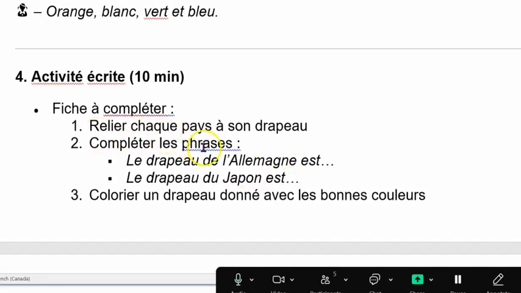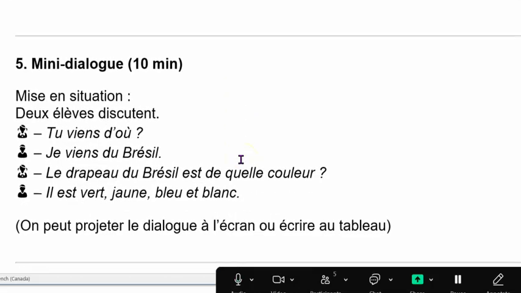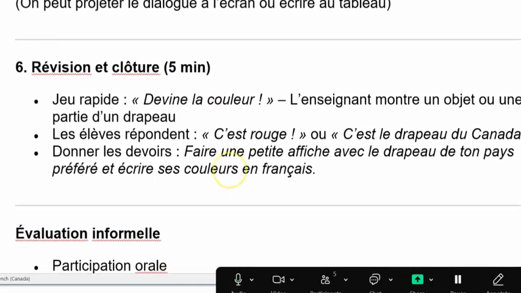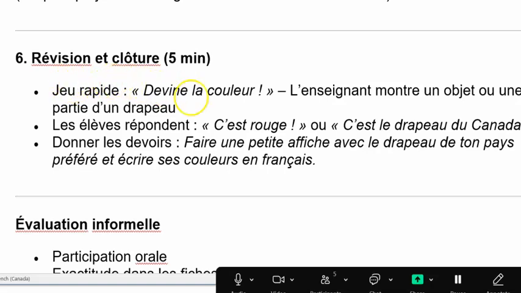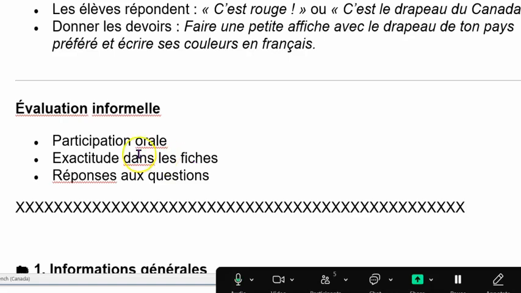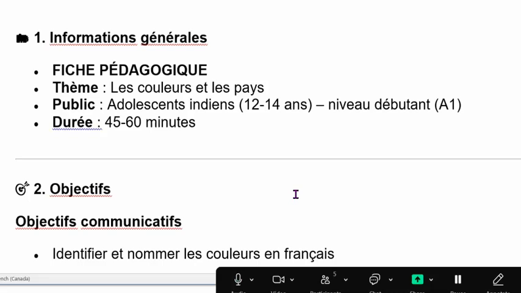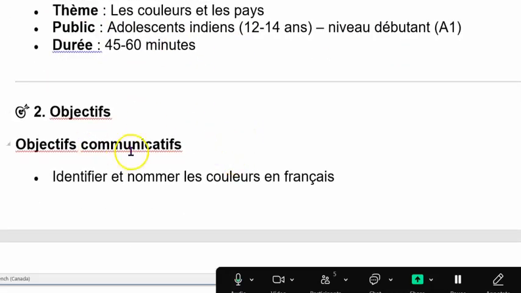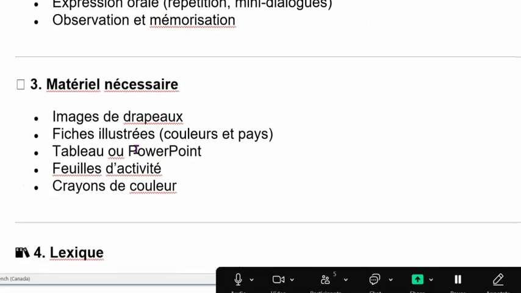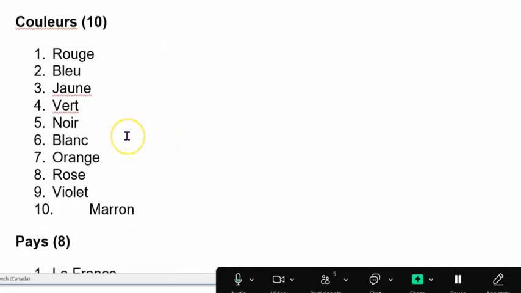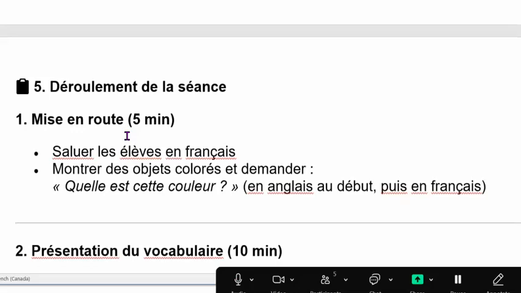So what is the written activity? What is the dialogue that you're expecting? So what is the revision? And then at the end, evaluation. How are you evaluating the student? The same thing is divided into parts. First part is just framing, drawing that big box and framing it, writing all the things over there, objectives. Then write the material, write the lexique and everything, write the countries.